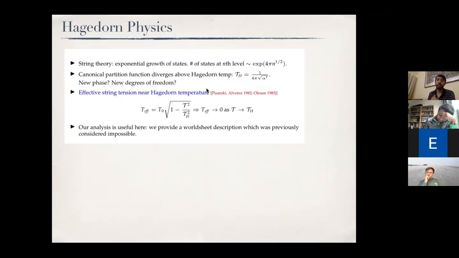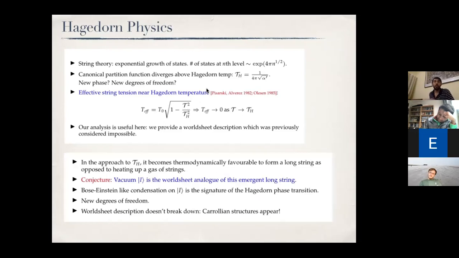When the temperature approaches T_H, this string tension goes to 0. So our analysis is going to be useful here. What I'm saying is that the worldsheet description doesn't break down. It just becomes something like this: your Riemannian structures get replaced by these ultra-relativistic structures. As you would remember, when you approach T_H, it becomes thermodynamically favorable to form a long string as opposed to heating up a gas of strings. So the conjecture, if you wish, is that the induced vacuum is the worldsheet analog of this emergent long string, and the Bose-Einstein-like condensation that is happening is a signature of this Hagedorn phase transition, which is supposed to be happening in string theory.